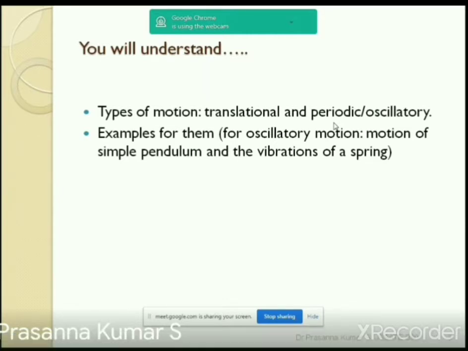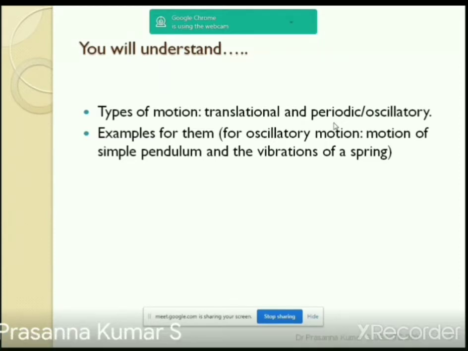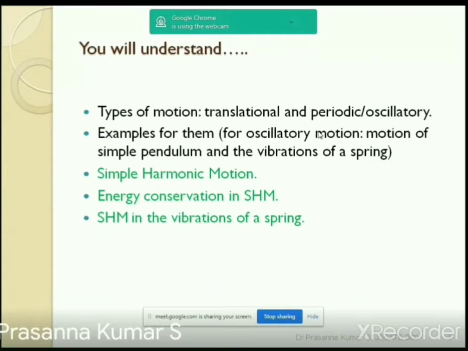Okay, I have given here one of the examples for the oscillatory motion. That is the motion of a simple pendulum. One more example is given as the vibration of a spring. You just imagine the motion of the pendulum and the vibration of the spring, how it goes. So they are examples of oscillatory motions. So in this class you are going to understand simple harmonic motion associated with oscillatory motions. Oscillatory motions are nothing but simple harmonic motion, and you will see that the energy is conserved in simple harmonic motion.